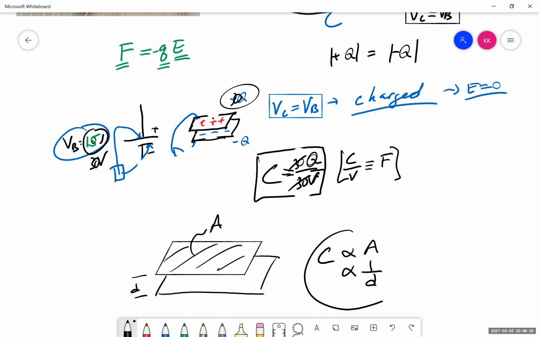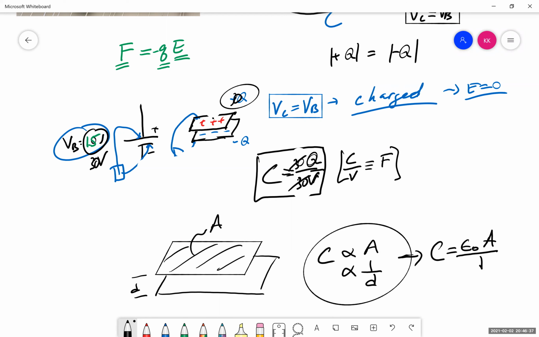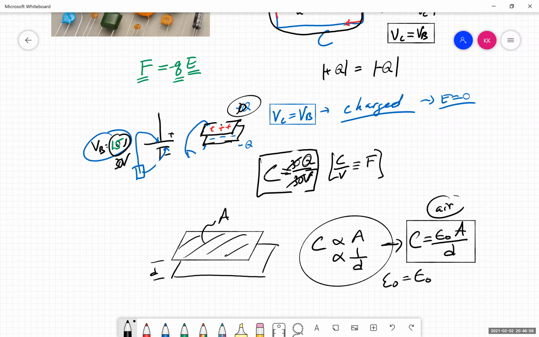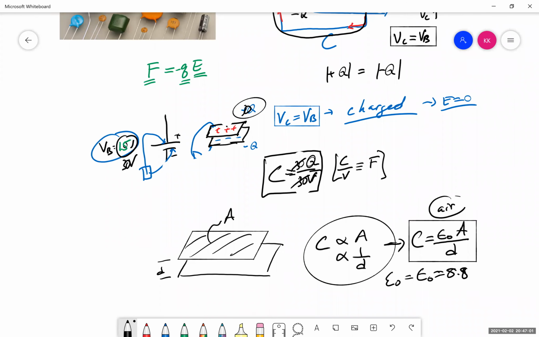Okay. All right. So going from the proportionality sign to an equal sign, we can introduce a constant, and that constant is epsilon naught, which is the permittivity of free space. So the equation becomes epsilon naught A over D. This is the equation of a capacitor that has air between the plates, where epsilon naught, by the way, I can write two different ways. It's pretty much the same thing. There are two different notations that I sometimes use. So this is 8.85 times 10 to the negative 12 meters squared newtons times coulomb squared. That's just an electric constant.